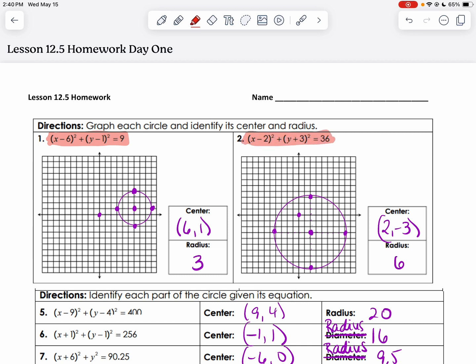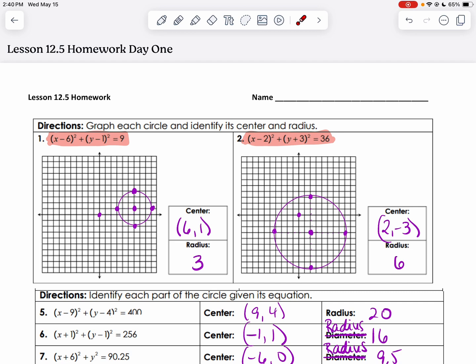Looking at number 2, here is our equation. We want to use that equation to get the center and the radius. Remember, when I look at my equation, we're always going to do the opposite. So x minus h, my center is at 2. y minus k, because it's y plus 3, we know that the center is at negative 3. It's equal to r squared, so we take the square root of 36, and we get that the radius is 6. So if my center is at 2, negative 3, we're going to go over 2, down 3, and then count 6 each way, up, to the left, down and to the right, and connect the dots to get a circle.